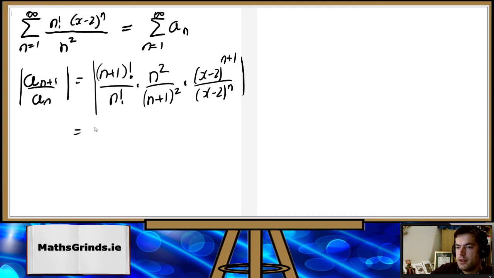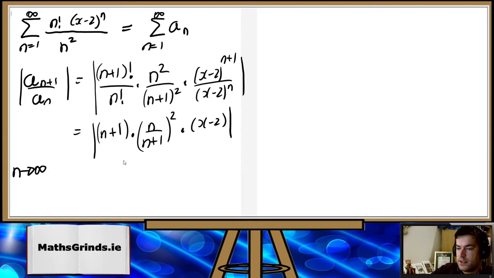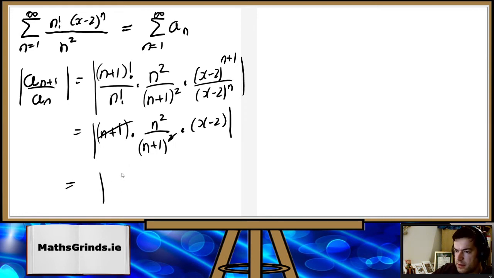That'd be the absolute value of (n+1) times n squared over (n+1) squared times (x-2). Now if we take n going to infinity, can we do that just yet? Actually, I can do a bit more cancelling, because if I do not combine here, if I leave this as (n+1) squared and n squared, I can cancel that with that. So this becomes the absolute value of n squared over (n+1) times the absolute value of x minus 2.